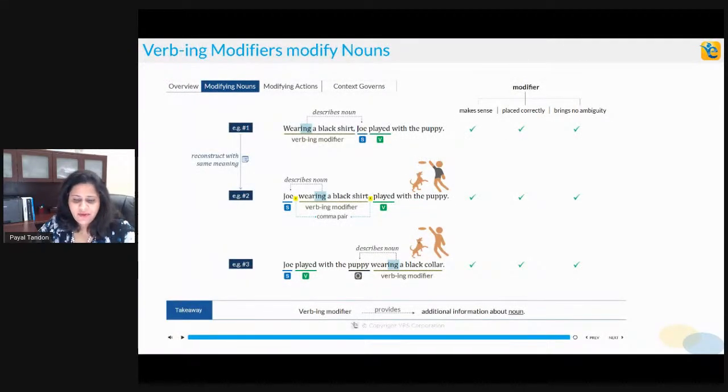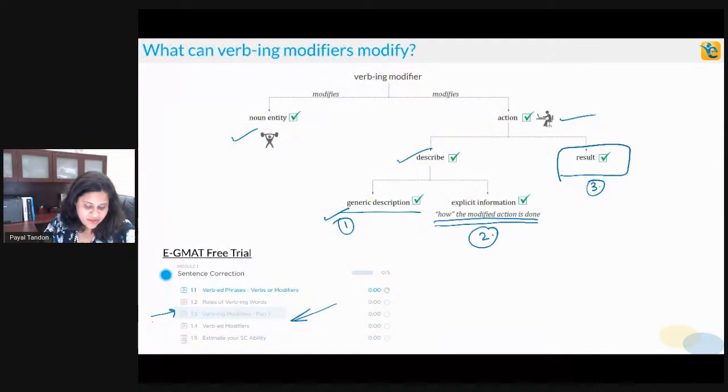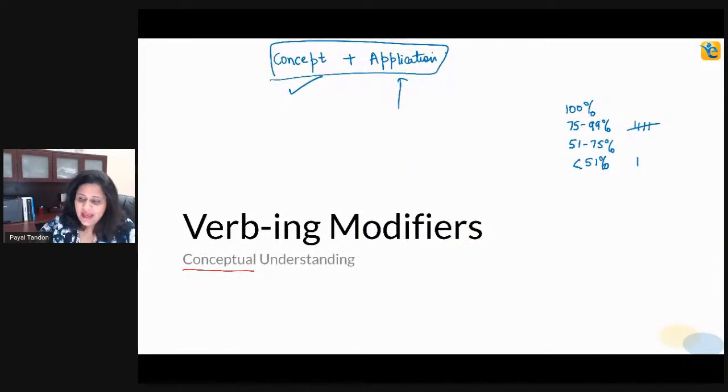And here I've just given you certain examples, and these are screenshots from our concept file. So I would strongly recommend that you go through the file I mentioned in the free trial to get that solid understanding, because ideally I would want all of you to be in the 100% range of conceptual understanding. Okay, that's very, very important.